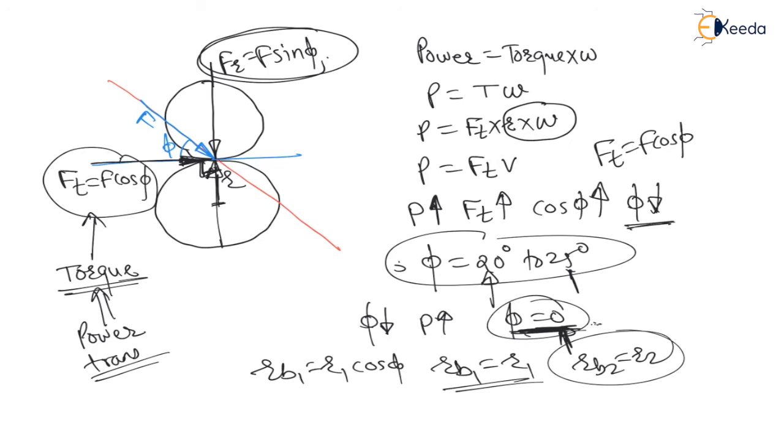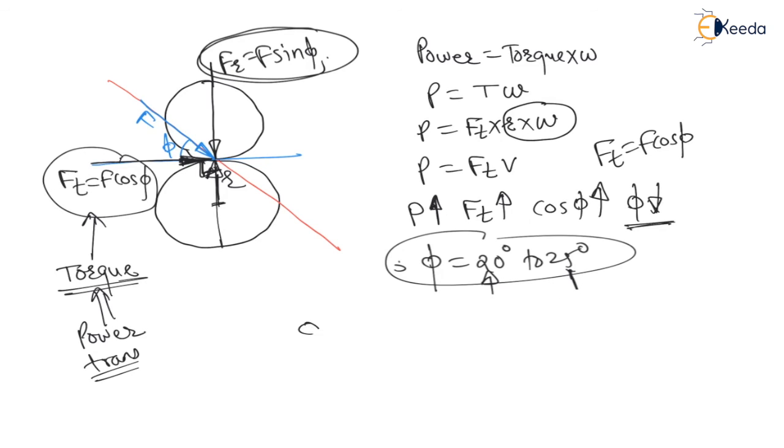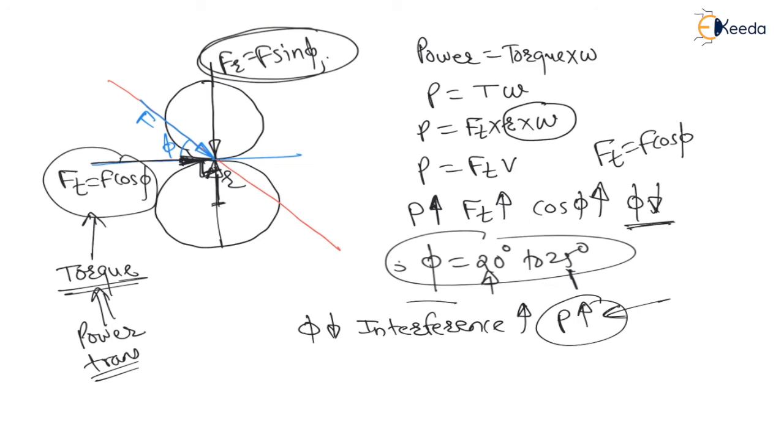Because of this it is practically impossible, because as phi goes on decreasing, the interference goes on increasing, as well as power transmitted goes on increasing. We need to transfer more power, but we need to avoid interference also. In the next 2 to 3 lectures, in any one lecture we are going to see what exactly interference means. As of now, remember, as the pressure angle is decreasing, the chances of interference are increasing, and if there is interference, there is failure of the gear drive.